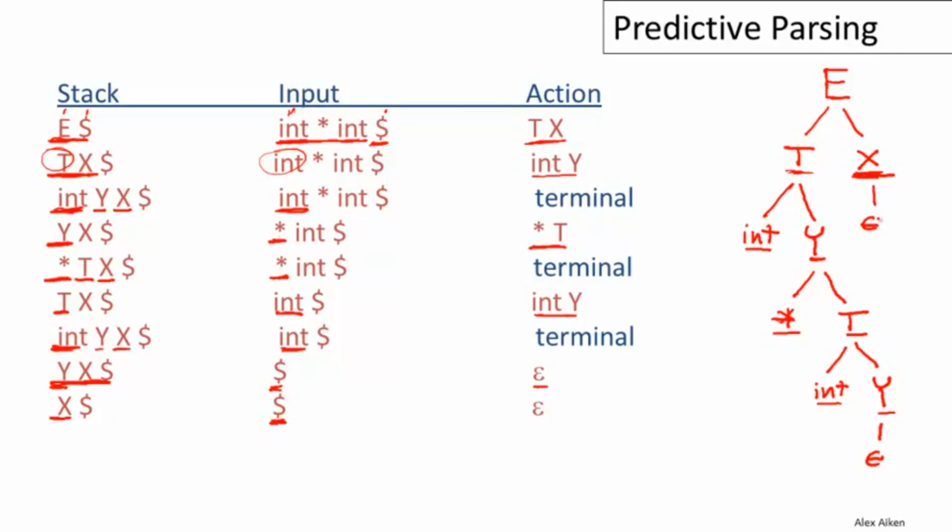And then what happens? Well, X gets popped off the stack and nothing gets pushed on because the production was X goes to the empty string. And now we see we have $ sign on top of the stack, $ sign in the input, and so we have emptied the stack, we have reached the end of the input, and so we accept. That is a successful parse.